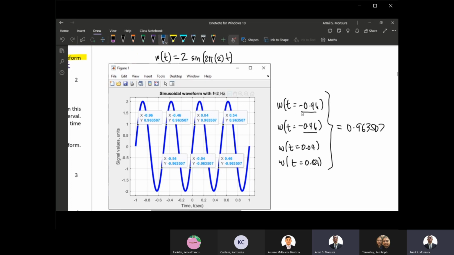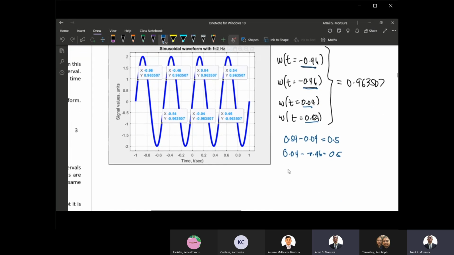So, kung papansin nyo ngayon itong mga values, pag yan sinubtract nyo, pare-pareho yung difference niyan. Say for example, pag sinubtract nyo yung 0.54 minus 0.04, lalabas dyan is 0.5. Pag sinubtract nyo yung 0.04 with negative 0.46, lalabas dyan 0.5. In the same manner, pag sinubtract nyo yung negative 0.46 minus negative 0.96, lalabas dyan 0.5. So, ano yung point ko?